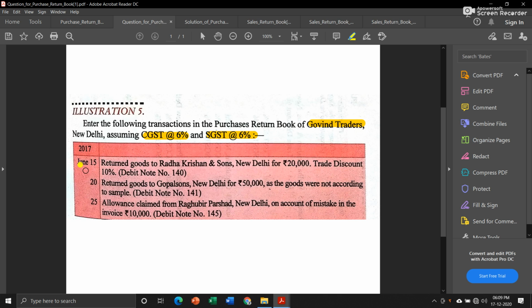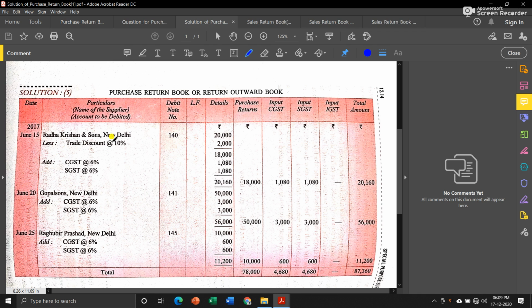Now let us see, on June 15, 2017, returned goods to Radhika Krishan and Sons, New Delhi for rupees 20,000, meaning the goods that we returned are worth rupees 20,000, and in that there was a trade discount of 10% and the number of the debit note is 140. Now let us see the solution.